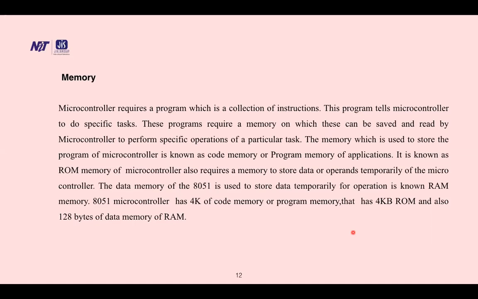It is the program memory of applications, known as ROM memory of the microcontroller. The microcontroller also requires memory to store data or operands temporarily. The data memory of the 8051 is used to store data temporarily for operation and is known as RAM memory. The 8051 microcontroller has 4K of code memory, that is, 4 KB ROM, and also 128 bytes of data memory, that is, RAM.